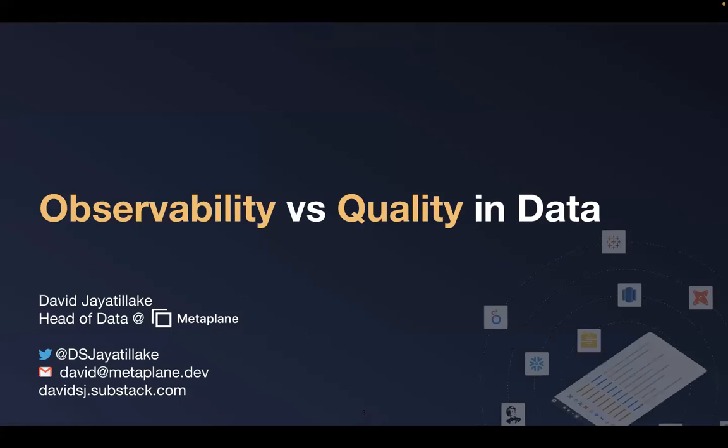Okay, so my topic is observability versus quality in data. I work at Metaplane, which is a data observability company. And I think there's a lot of entrance in the space and a lot of talk about quality. You have observability companies saying they're quality companies, and very few quality companies in existence at all.